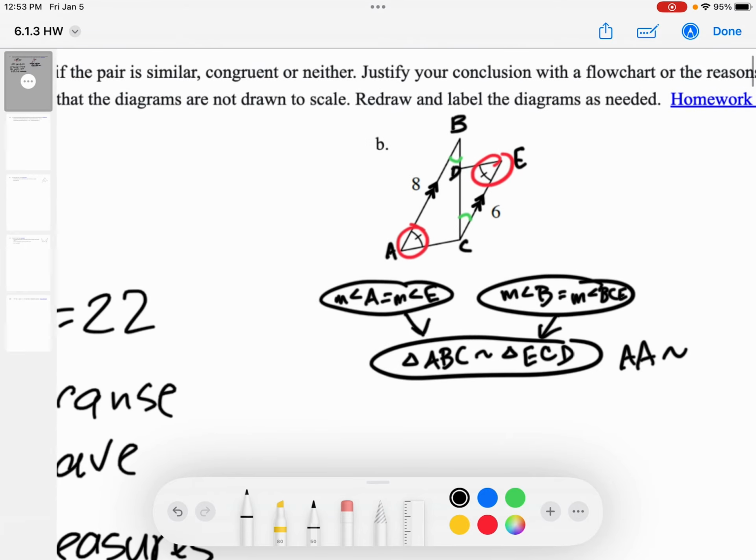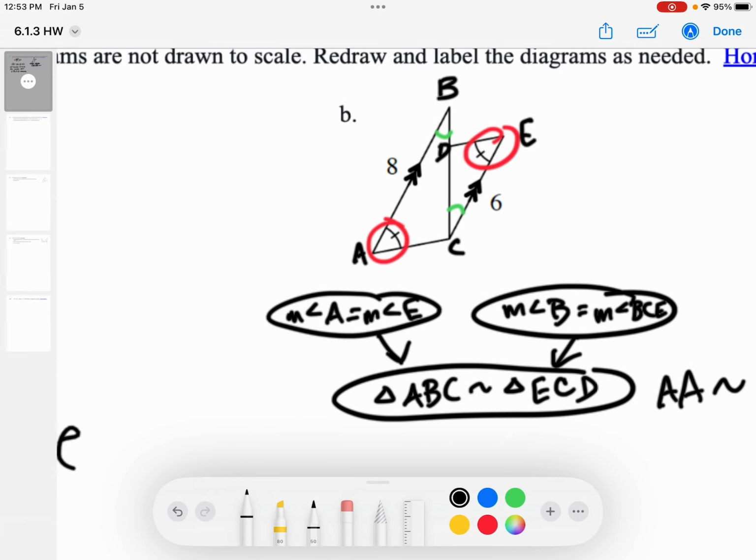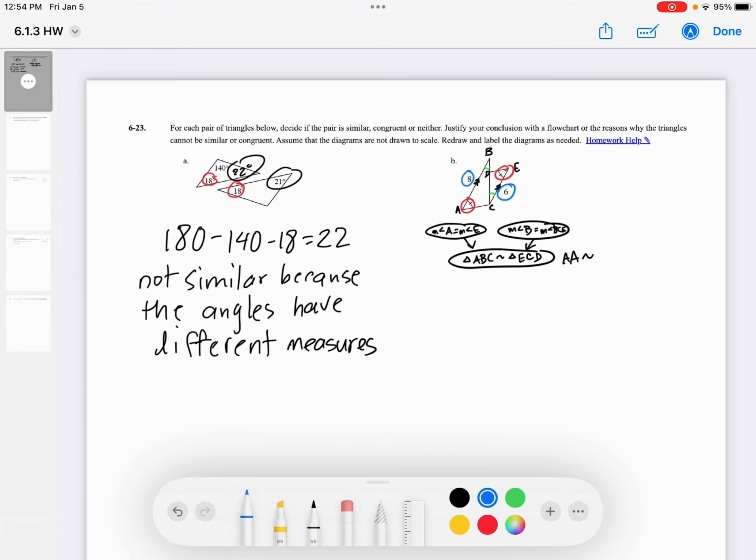Now, I guess the last question would be, are these congruent? And we can see that this side, which corresponds to this side, have different lengths, so they are not congruent.